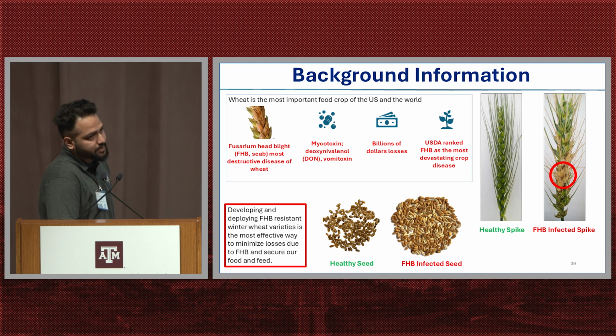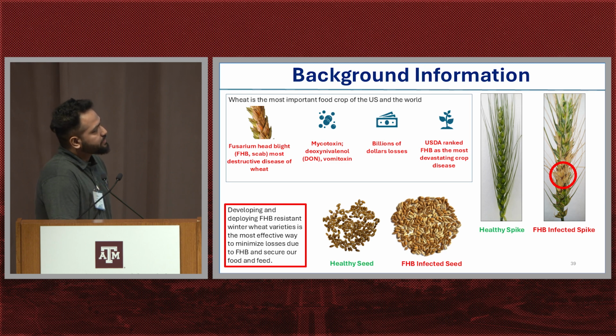Basically, these are the symptoms that the fungus is showing, and it also produces toxins known as DON, deoxynivalenol, and causes a lot of monetary losses. Since it's a toxin, there is a severe impact on the health of both animal and human feed. The USDA has also ranked this disease as one of the most devastating crop diseases.